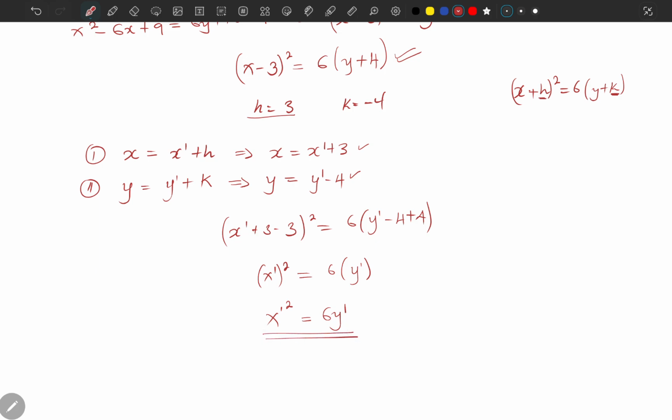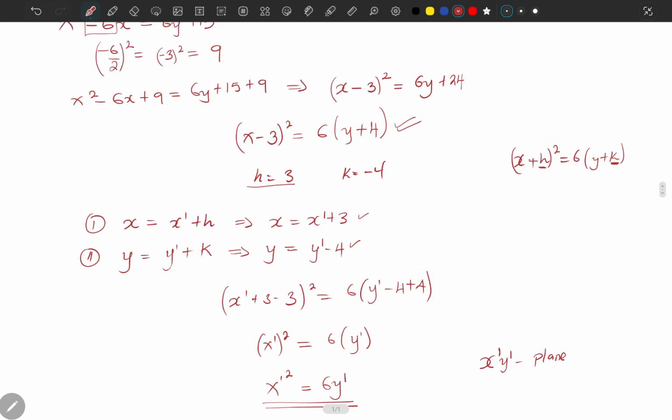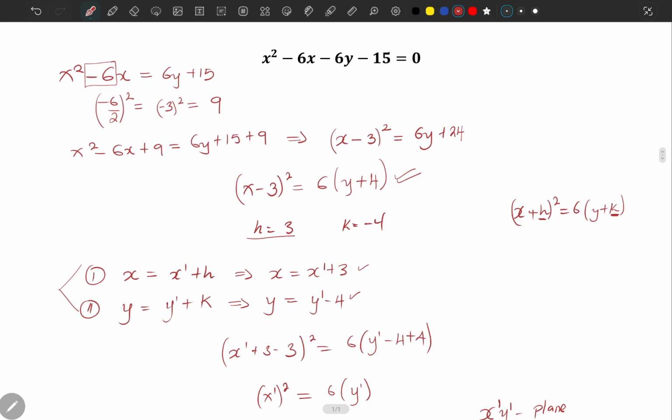So this is just a new equation of a parabola. In which plane? Not in the x and y, but in the x prime and y prime plane. This is how you do the translation. So key things are here. Another thing is that you complete the square. It's very important that you do that.